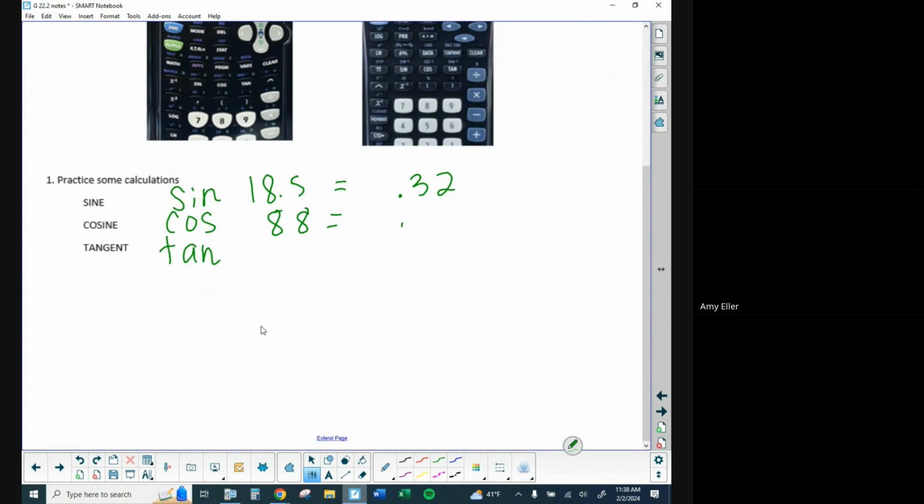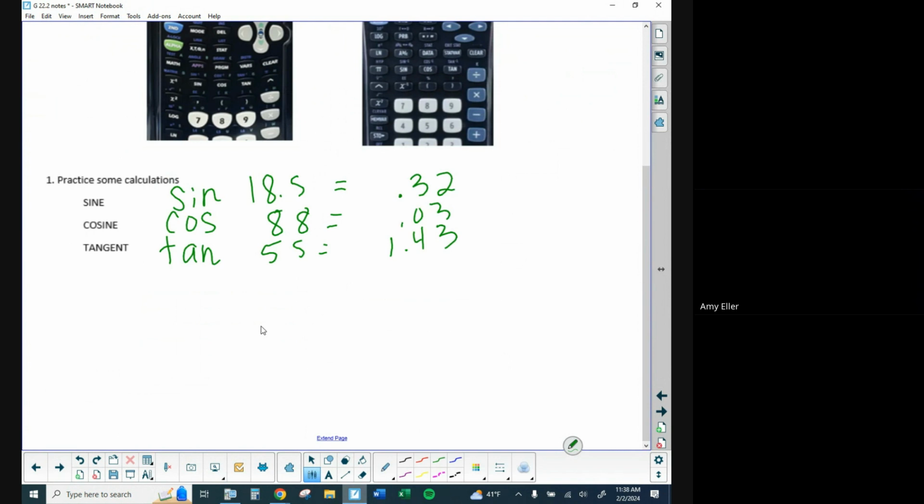I got 0.03. Let's do tangent of 55. Let's see what you get. To the nearest hundredth, I get 1.43.